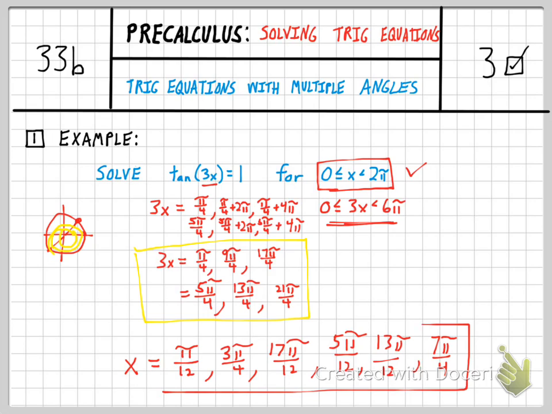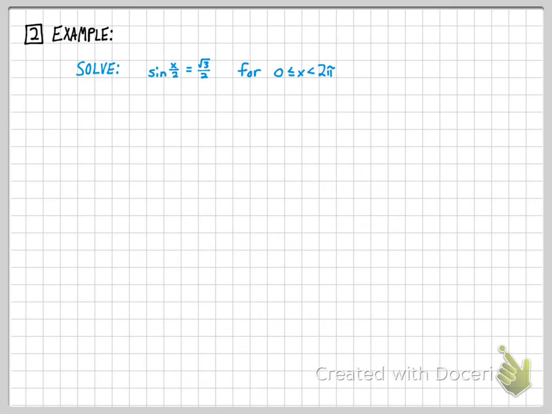If you want to check a few of those, it might be a good idea, but all of those will satisfy the equation. As you might imagine, if you had tangent of 2x, you'd only have to go around the circle twice. If you had tangent of 4x, you would have to go around the circle 4 times. All right, let's look at one more example.